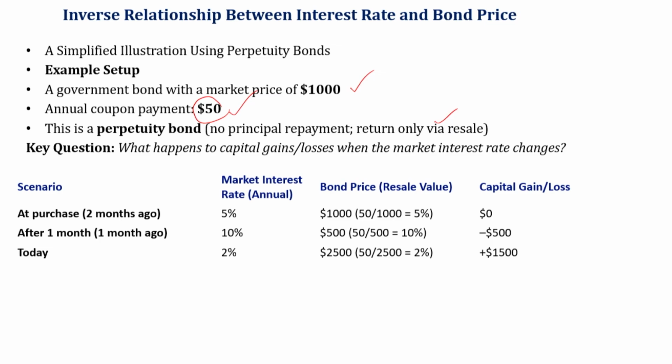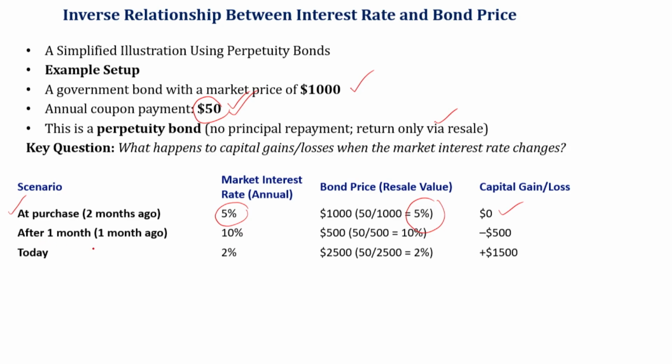The key motivating question here is what happens to capital gains or losses when the market interest rate changes. Assume you bought this perpetual bond 2 months ago. At that time, the market interest rate was 5%, and the annual coupon payment is also 5%. So the bond's resale value is going to be the same, and the capital gain or loss is zero. Somebody buying this bond will be buying at the same price, the face value.